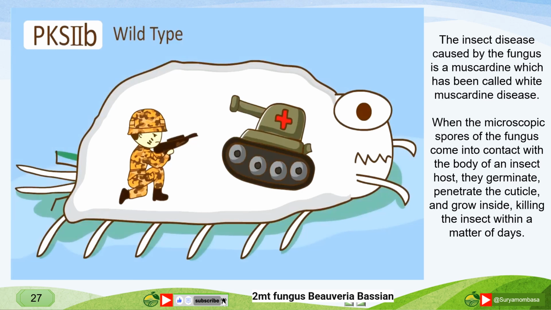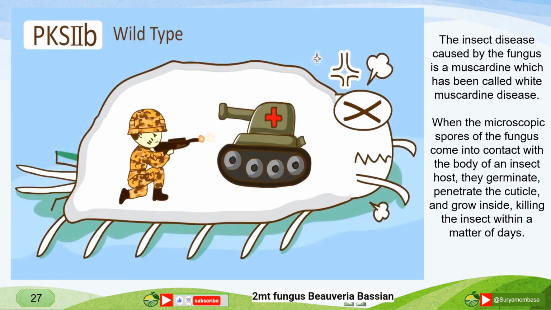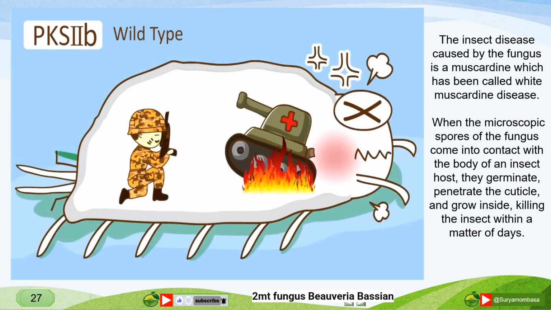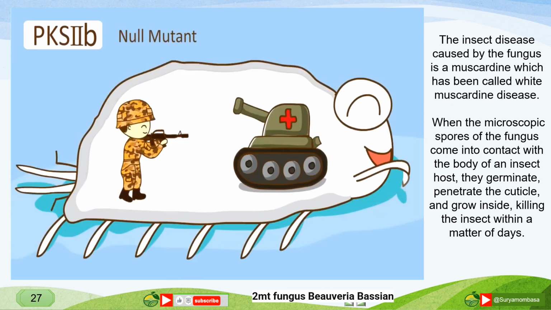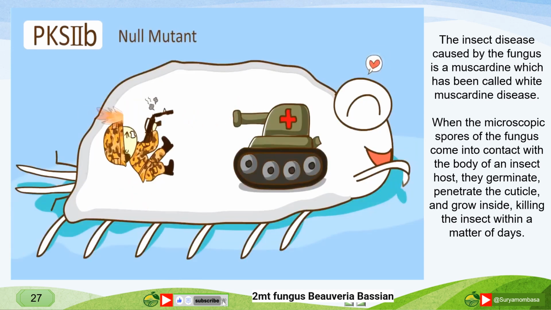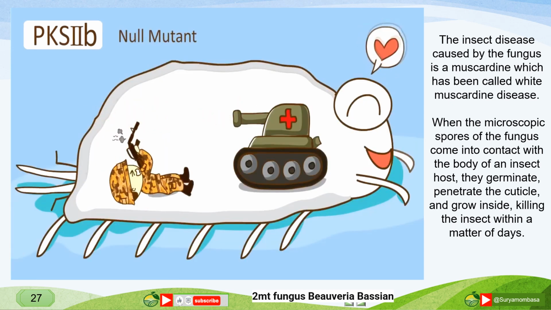PKS2b might work together with PKS3 in defending against the insect immunity, or it could be a toxin that can subdue and kill the insect. Similarly to the PKS3 study, the PKS2b null mutant cannot help the fungus to overcome the insect defense or does not produce the toxic molecule, so the inoculated insect survives.